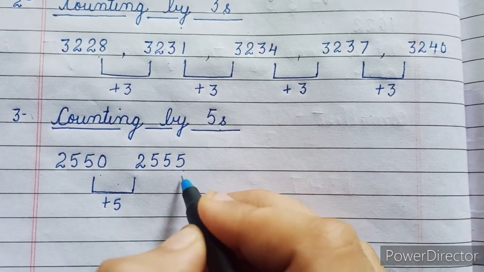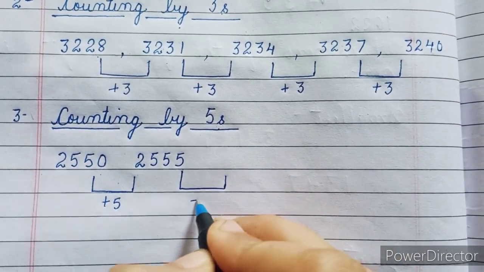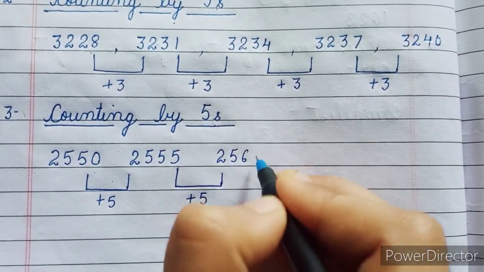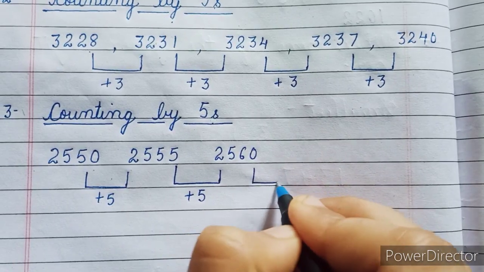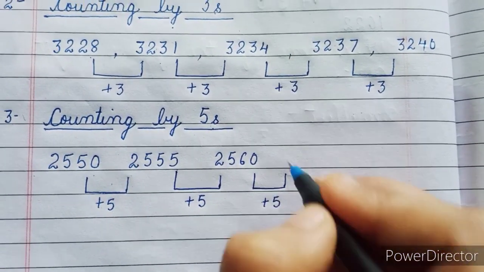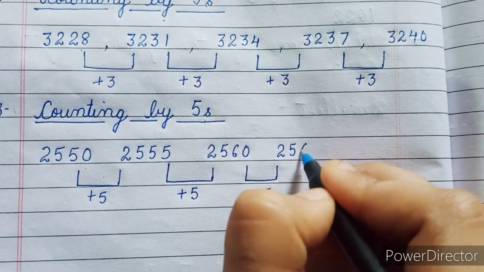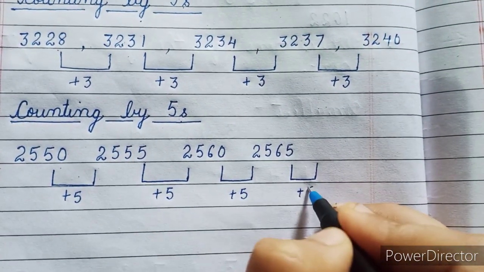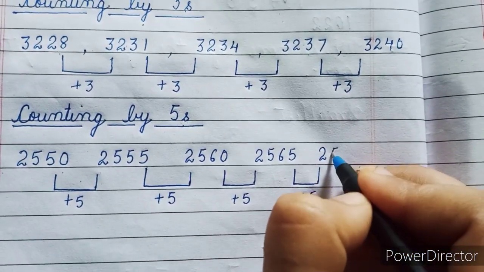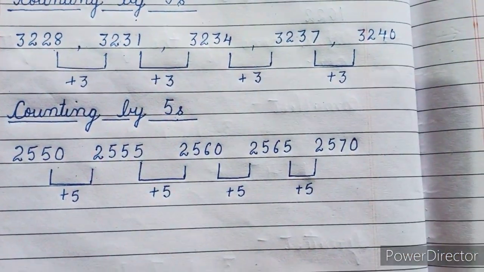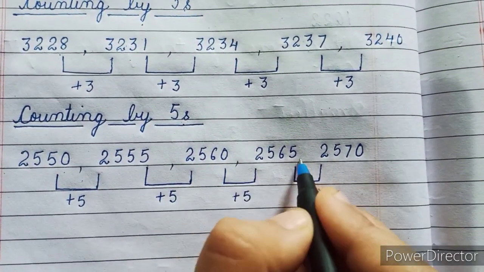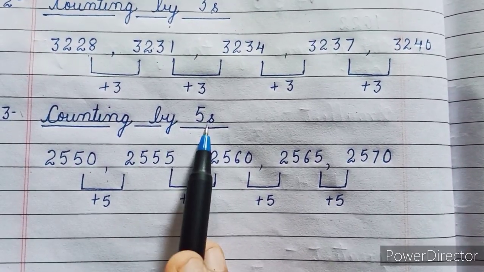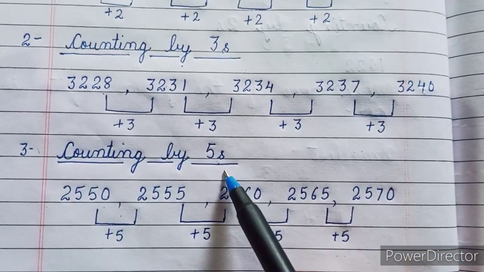Okay? Again plus 5 is 2560. Again plus 5 is 2565. Again plus 5 is 2570. Clear, students? So in all, this is about the skip counting of 2s, 3s and 5s. Okay?